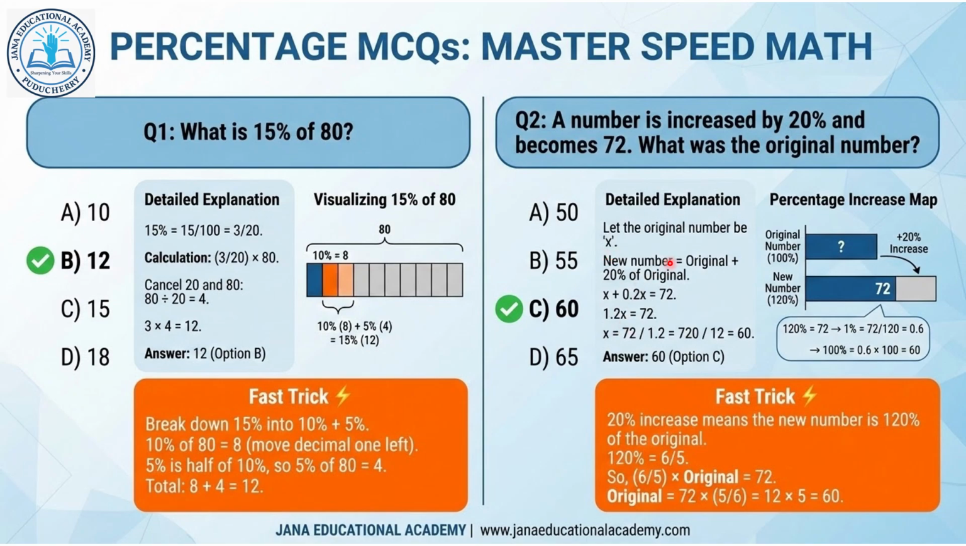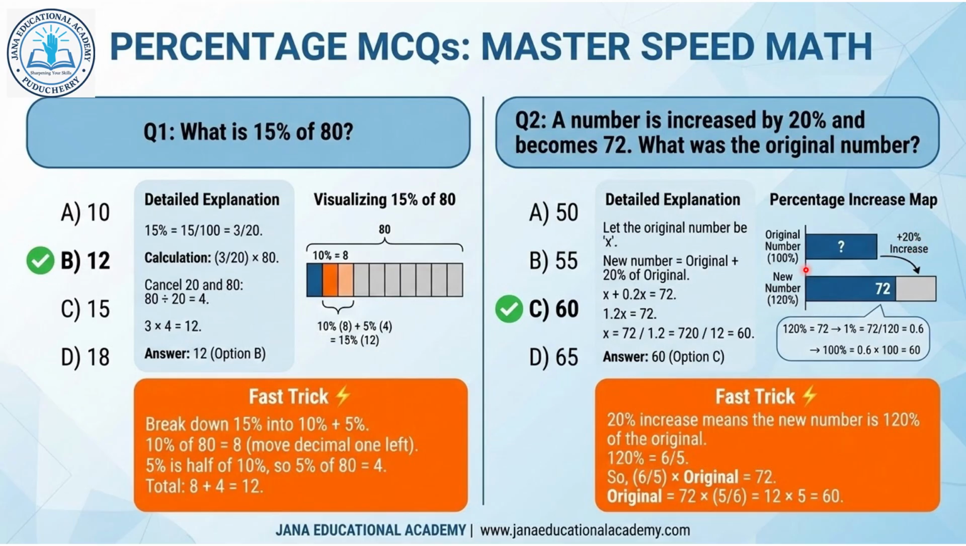New number is equal to original plus 20% of original. So 20% of x is nothing but 20 divided by 100, that is 0.2x. So 1.2x is equal to 72. 72 divided by 1.2 is nothing but 60. Right?